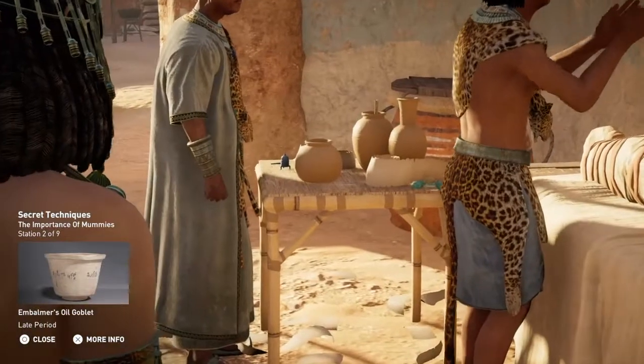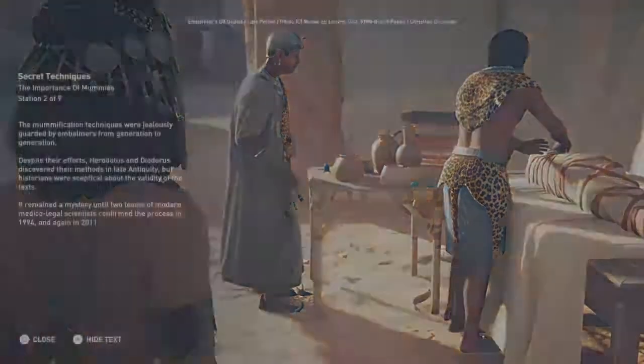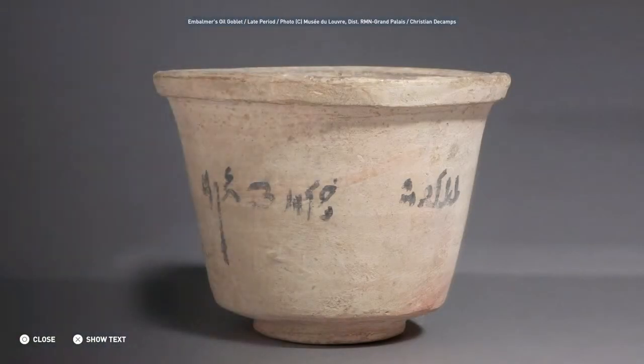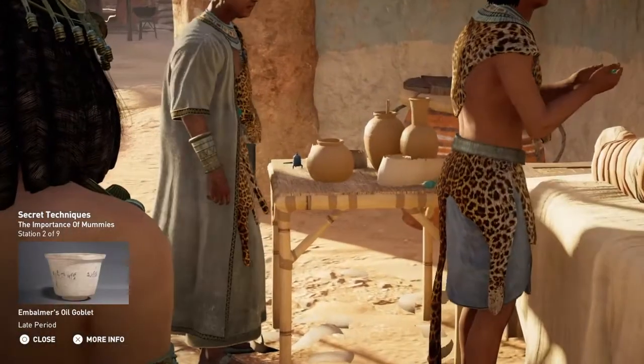The mummification techniques were jealously guarded by embalmers from generation to generation. Despite their efforts, Herodotus and Diodorus discovered their methods in late antiquity, but historians were skeptical about the validity of the texts. It remained a mystery until two teams of modern medical legal scientists confirmed the process in 1994 and again in 2011.